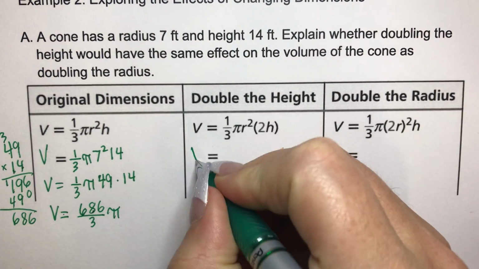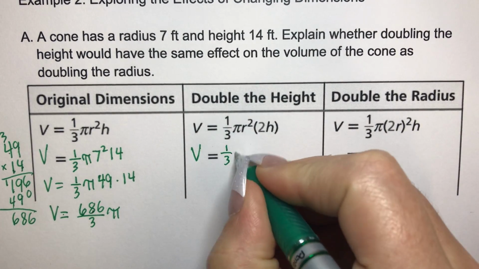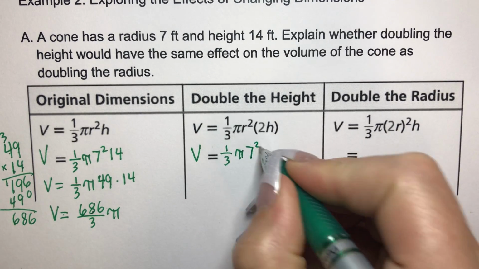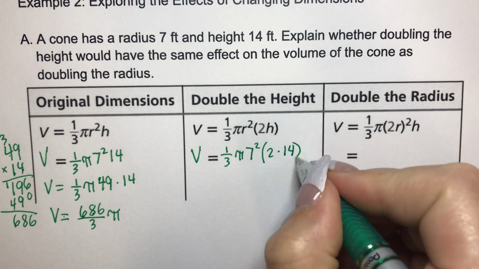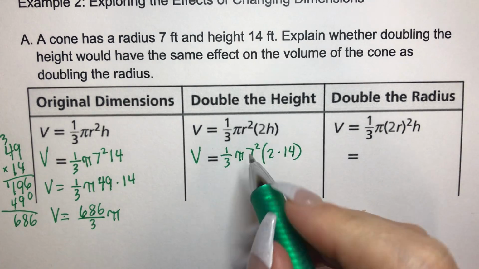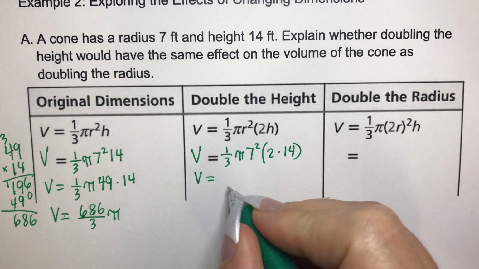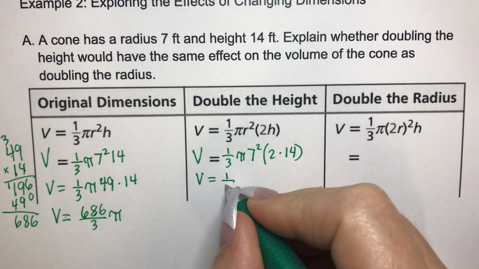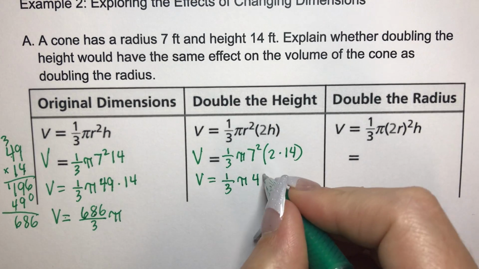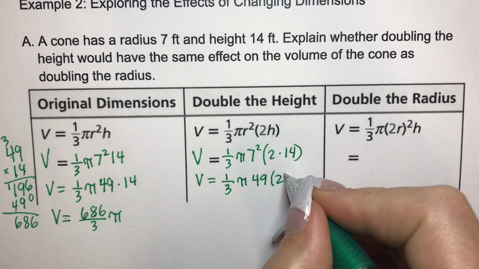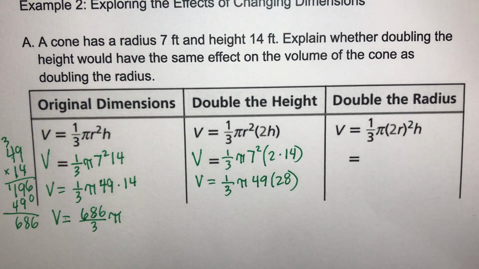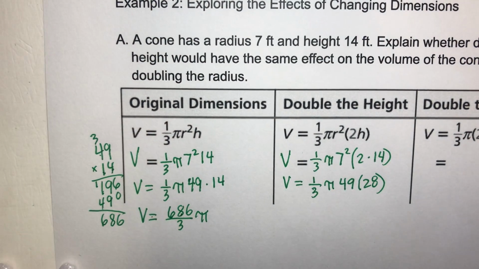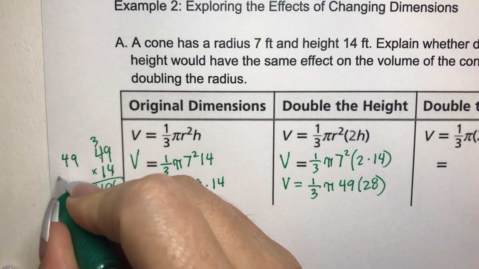So we have the volume equaling 1/3 pi. The radius is 7 squared. 2 times the height, which is 14. Okay, so we know that 7 squared is 49. And 2 times 14 is 28. So now we just need to figure out what 49 times 28 is. Let's see. Go over here. 49 times 28.